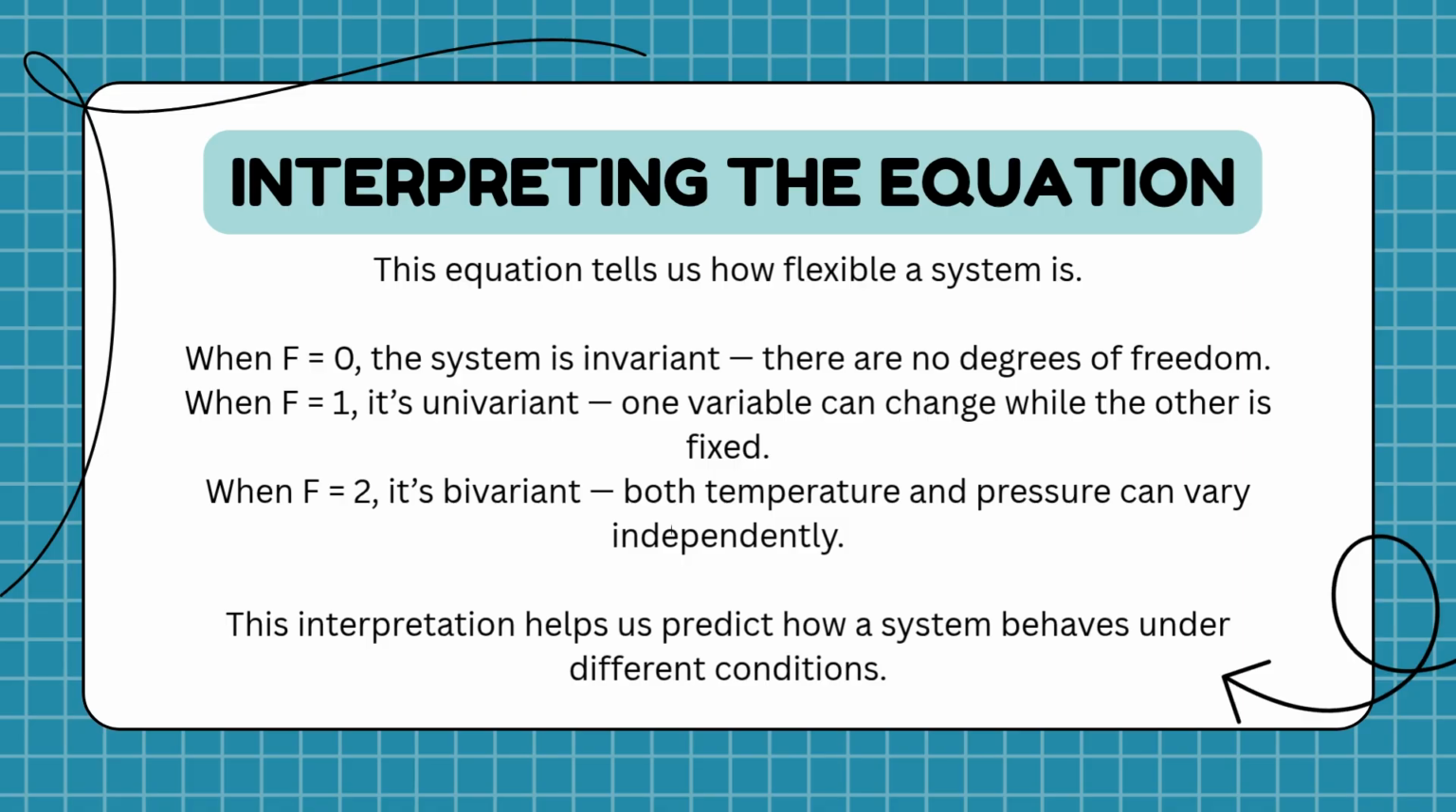And then we have F = 2. This system is called bivariant. This means that we can independently change both temperature and pressure without disturbing the equilibrium between the phases. For example, a single phase gas or liquid system is usually bivariant because it can exist over a range of conditions.